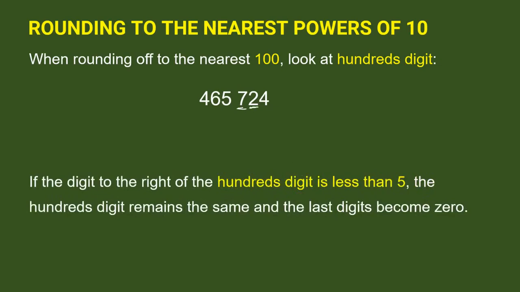Okay, and then if we have a number like this one, the hundreds digit is 7, but the digit to the right of it is less than 5. So 2 is less than 5, meaning that 7 does not change. It remains the same. The hundreds digit remains the same, and the last digits become 0. So it's 465,700. Okay, that's what it is.